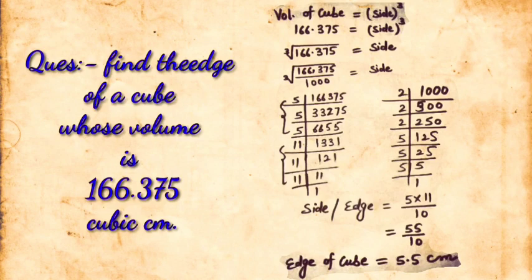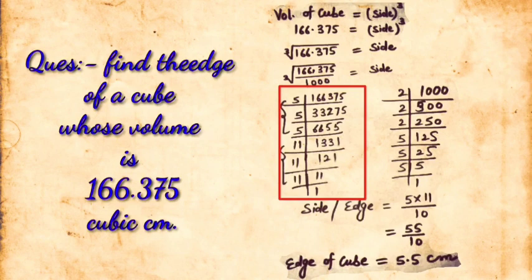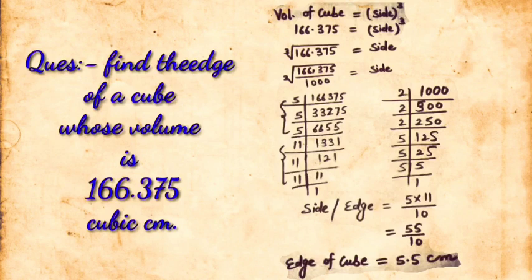So just go for prime factorization of 1,66,375. First it will be divisible by 5, then the answer will be 33,275. Again it will go on 5, then it will be 6,655. Again 5, then 1,331. Again 11, 121. Again it will be divisible by 11. Here the factors are a triplet of 5 and a triplet of 11.